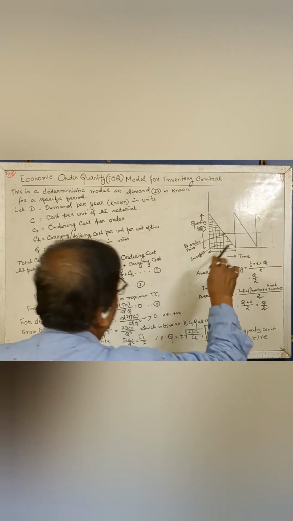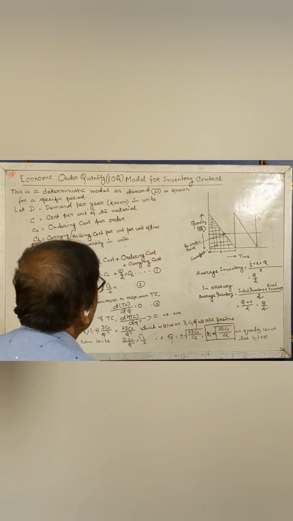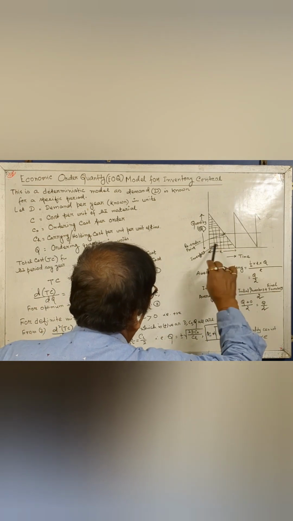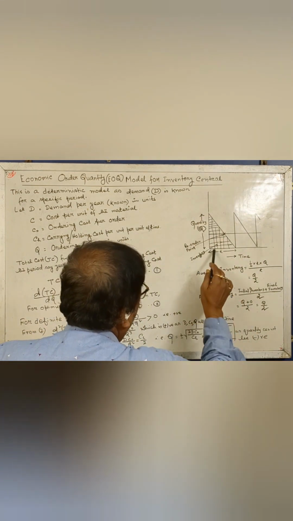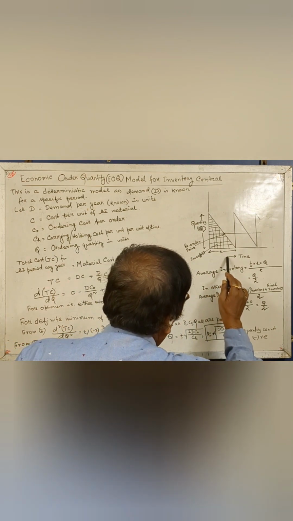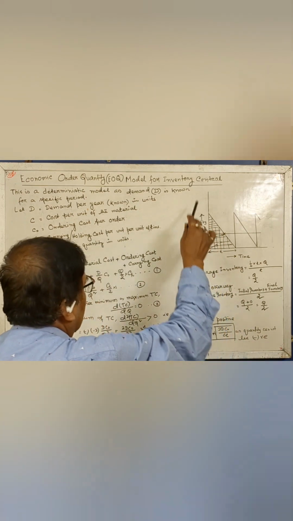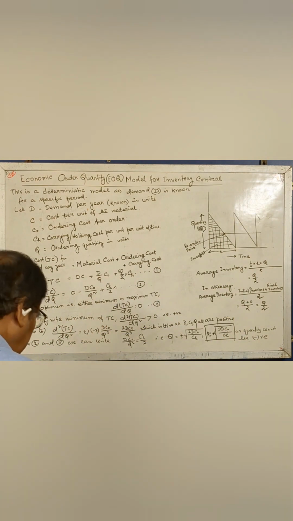If you look at the graph, you can see the loop is like a hacksaw blade, and that's why sometimes this model is also known as the hacksaw model. In the graph, time is plotted on the x-axis and quantity, order and receipt is shown on the y-axis.